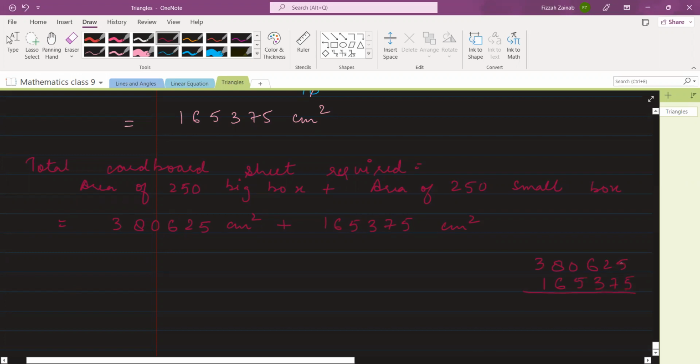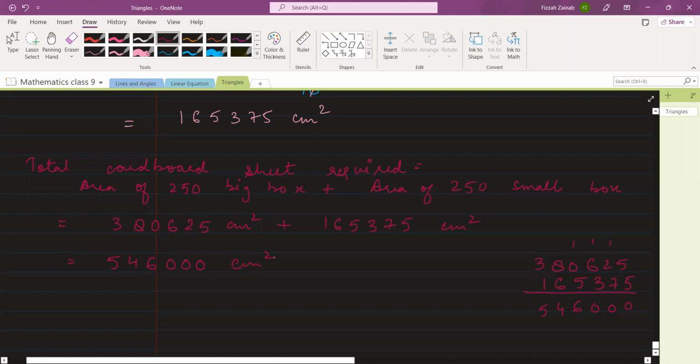Now add them. So 5 and 5, 10, carry 1. 8, 9 and 1, 10, carry 1. 9 and 1 again, 10, carry 1. So 6, 8 and 6, 14, carry 1, 4, 5. So I'm getting this, so this is 54600 centimeters square. Please make a habit of doing calculation with your pen.